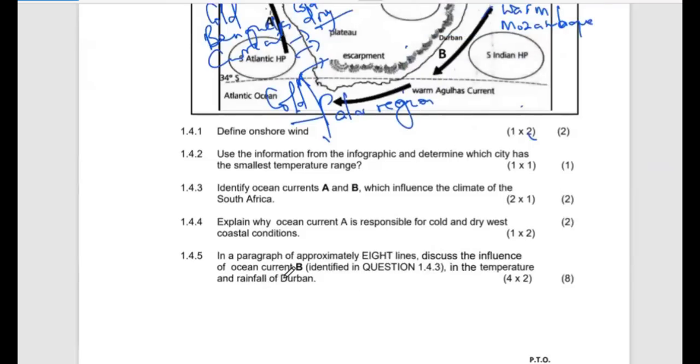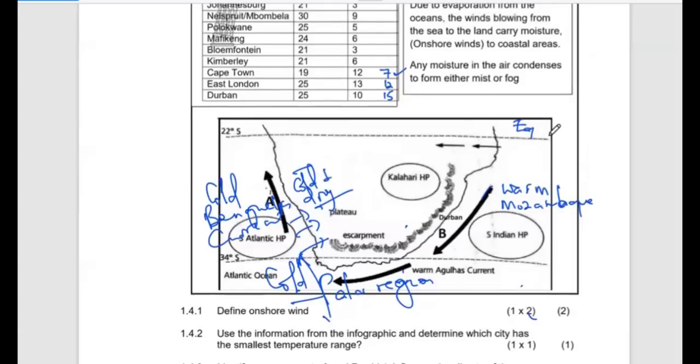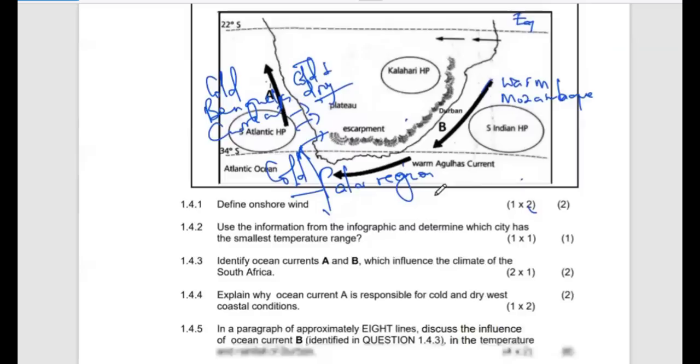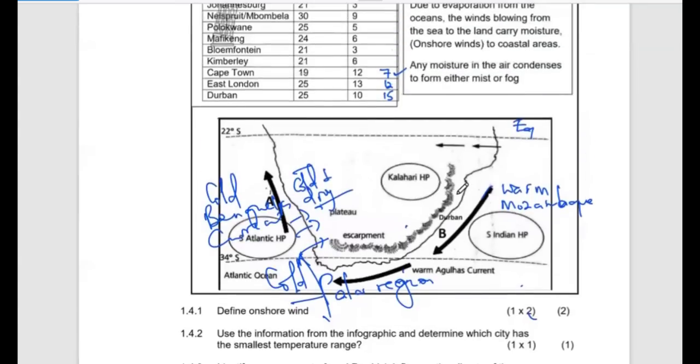Then in the paragraph of approximately 8 lines, discuss the influence of ocean current B in question 143 on the temperature and rainfall of Durban. We want to analyze the warm Mozambique current here. The warm Mozambique current comes from the warm tropical region, and hence it brings with it warm conditions over Durban. So if you check, the temperature over Durban is relatively higher because of the influence of the warm ocean current. It brings with it relatively warmer conditions over Durban.